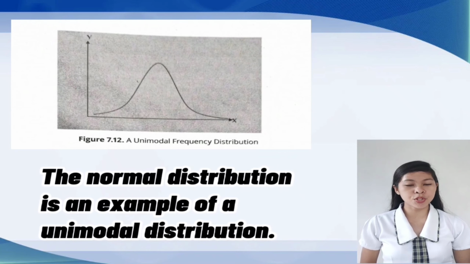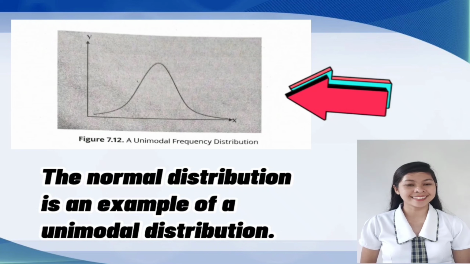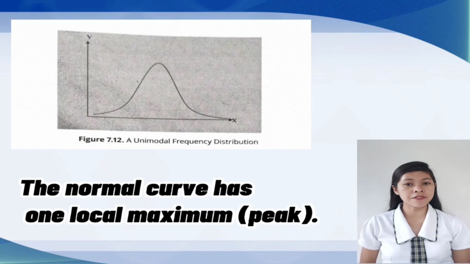The normal distribution is an example of a unimodal distribution. Kagaya sa inyong nakikita, this is a normal distribution. The normal curve has one local maximum peak. Iisa lang talaga yung curve pag normal and when it is unimodal.